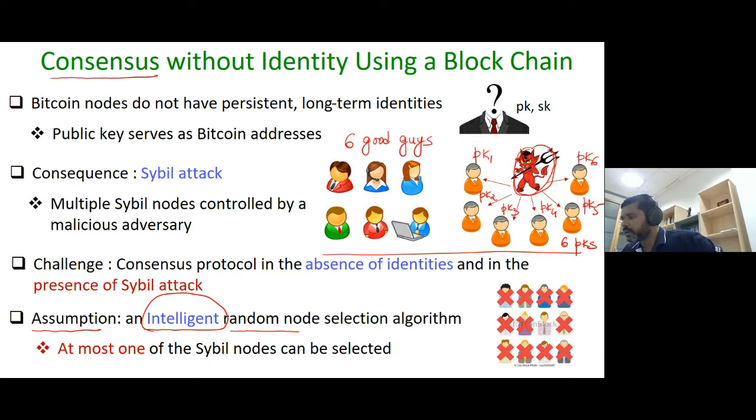So actually, logically speaking, we have 7 entities in the system, 6 good guys plus 1 bad guy. But in terms of public keys, we have 12 public keys, but we do not have actually 12 different public keys. We have 7 public keys.